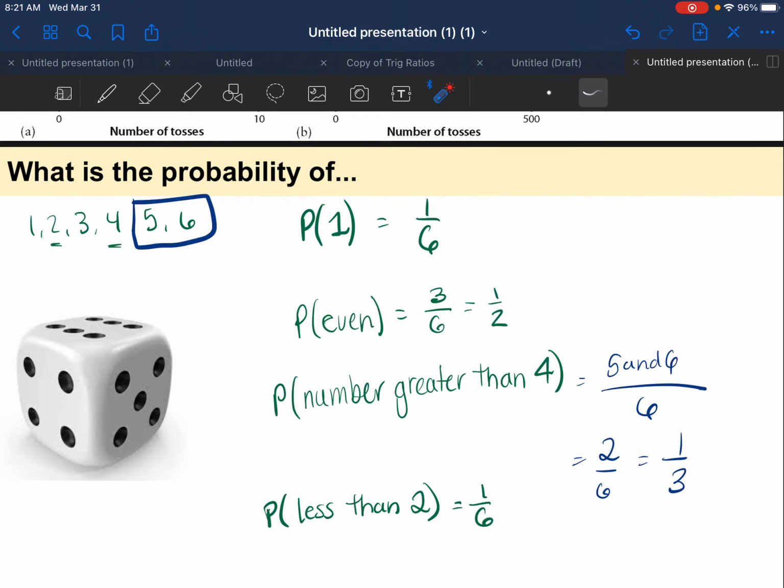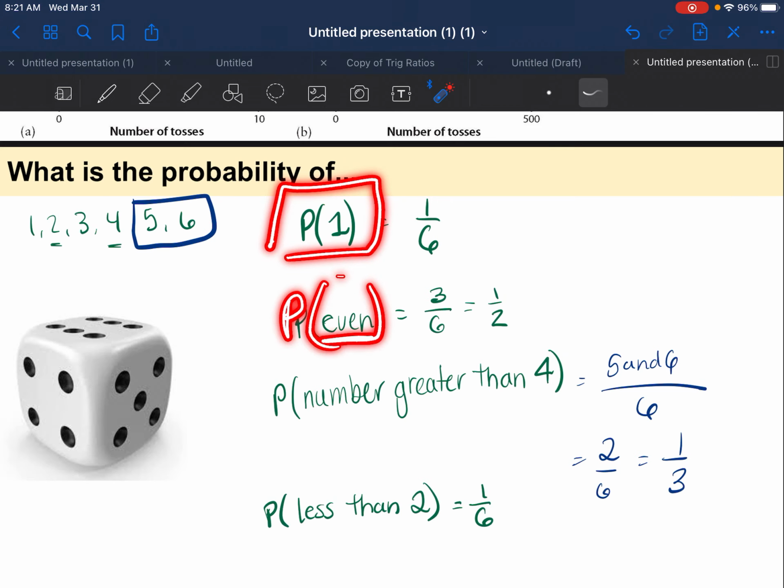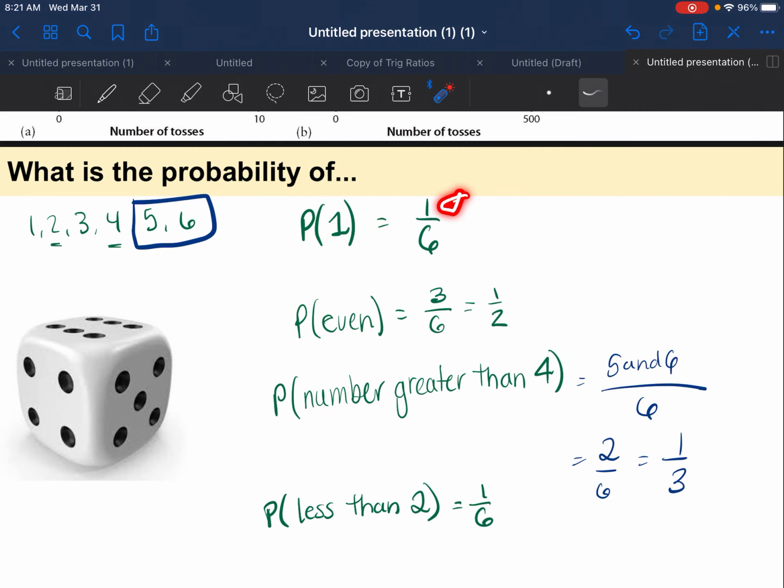So hopefully you have a better understanding of basic probability. Just remember that we want to use this form, like P, probability of this event. And it's going to be how many times that event shows up over how many events there are possible.